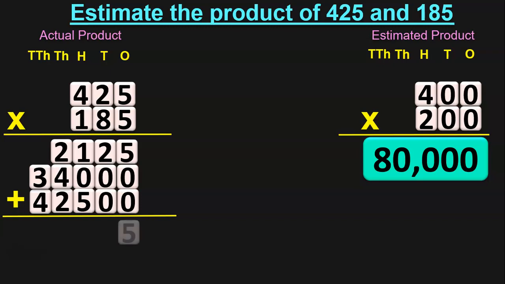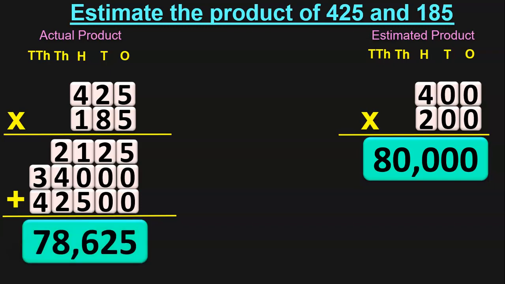5 plus 0 is 5. 2 plus 0 is 2. 1 plus 0 is 1. 1 plus 5 is 6. 2 plus 4 is 6. 6 plus 2 is 8. 4 plus 3 or 3 plus 4 is 7. So the answer that you get is 78,625. So this is somewhat closer to the estimate that we made, 80,000.